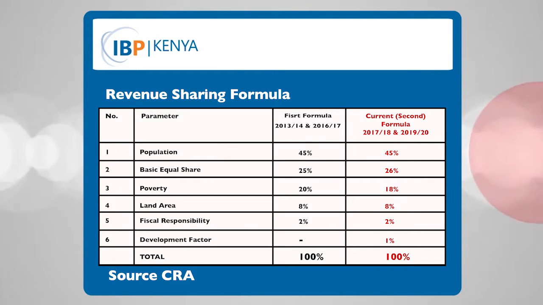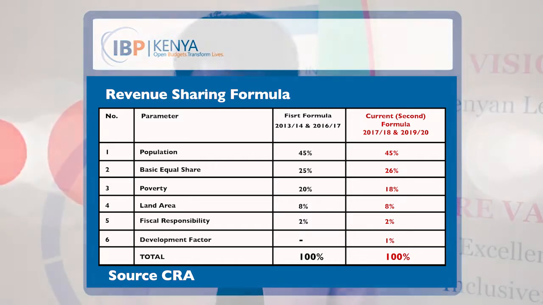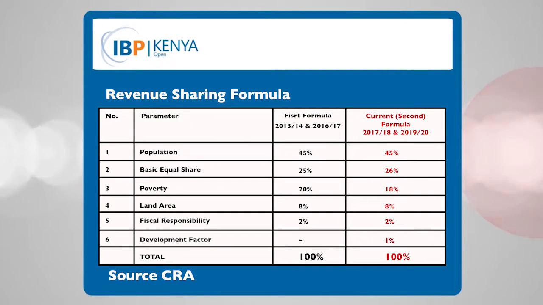The money is allocated based on the population, the number of people in a county, the levels of poverty, the poverty depth. How far away is the population in the county from the poverty line? It also allocates money for land area, and that is 8% of the kitty, 45% on population, 18% on poverty. Then we have what we call the fiscal responsibility parameter. This takes 2% in that formula, and the idea here was to incentivize counties to collect all the revenues that they could. So a county that collects more year on year benefits from that 2%.